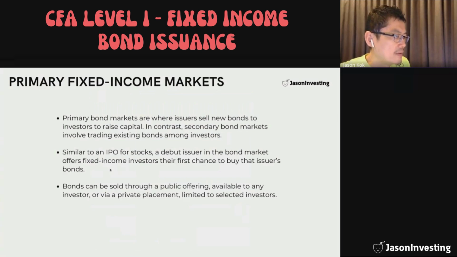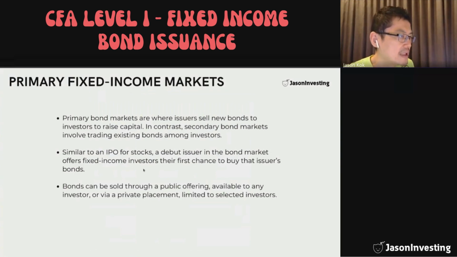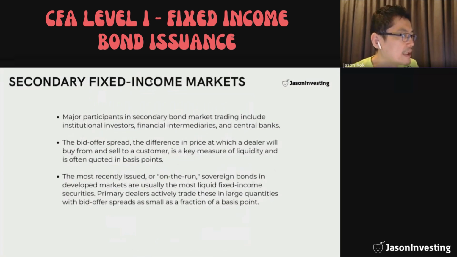Okay, this is the part that we talk about. It's only in the primary market where the company actually receives the cash borrowed from the bondholders. Any subsequent trading in the secondary market is between investors. Bonds can be sold through a public offering available to any investors or via private placement, where the underwriters sell to selected investors. The secondary fixed income market is where investors and participants can trade among themselves. They include institutional investors, financial intermediaries, and central banks.